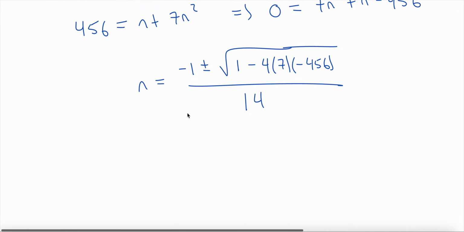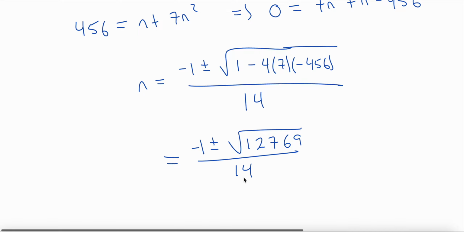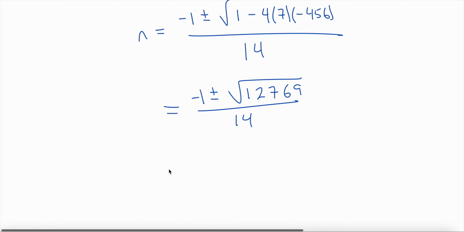Okay, so now what we want to do is solve for this right here. So negative 1 plus or minus, inside the square root here, that's all going to come out to 12,769, and then we have that over 14. The square root of 12,769 should come out to 113. So we have negative 1 plus or minus 113 over 14.